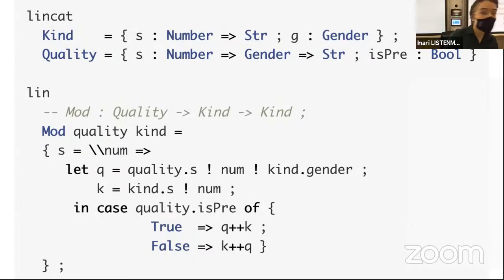Sorry, I have the Zoom thingy blocking the view. Let me move it. Is it still blocking? Okay, great.